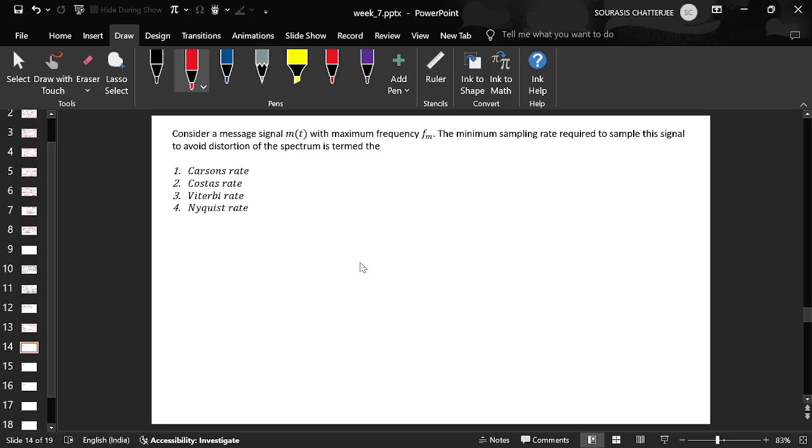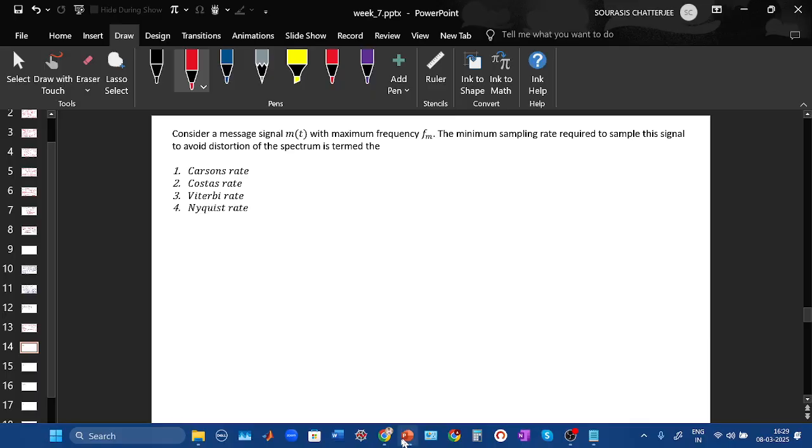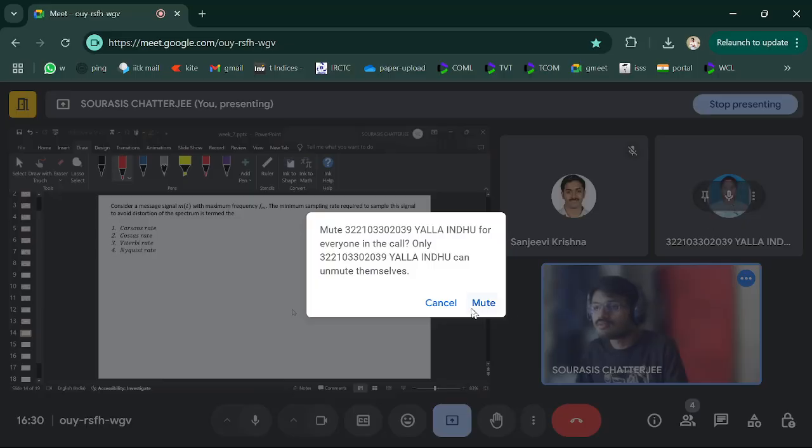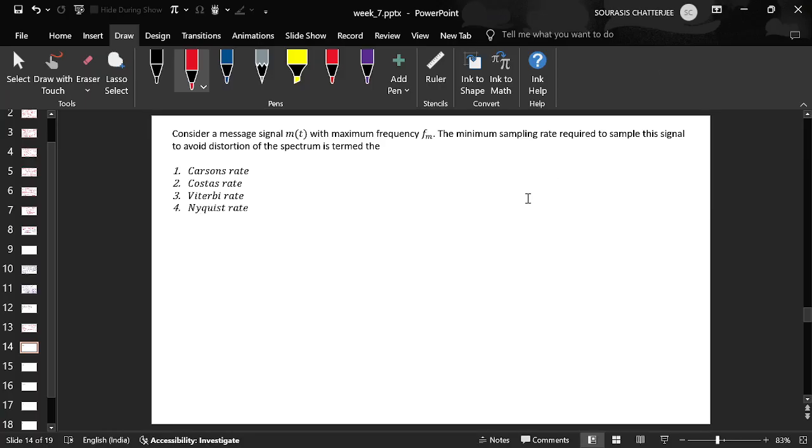so therefore no aliasing. So you have this advantage when you sample at the Nyquist rate and then you pass the sampled signal through a low pass filter, you will get your original message spectrum undistorted, so that actually leads to no information loss, or in other words you can say no distortion. So the answer is going to be Nyquist rate here only.